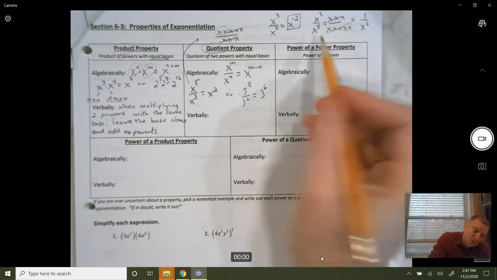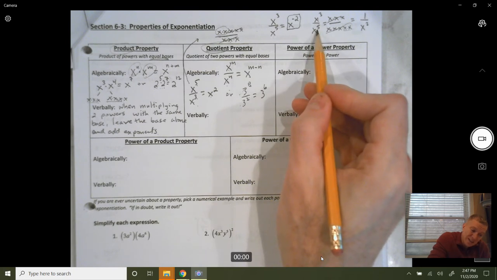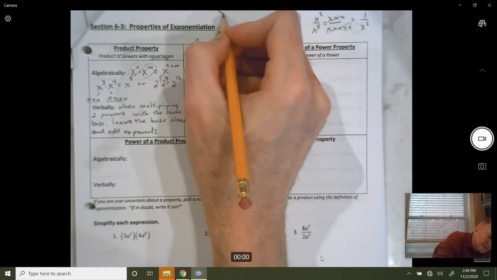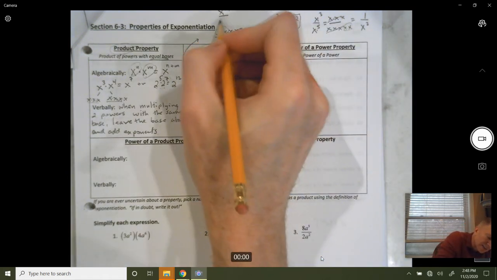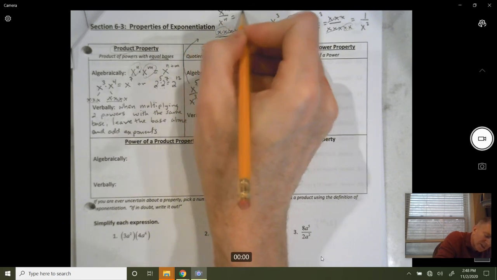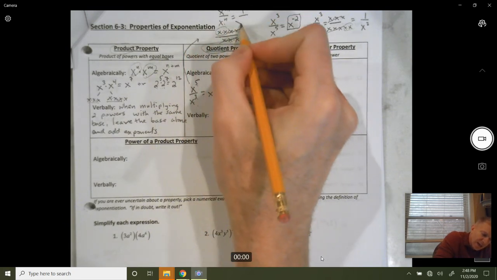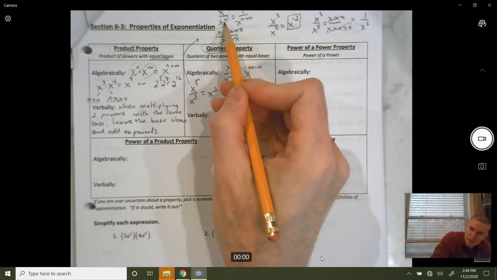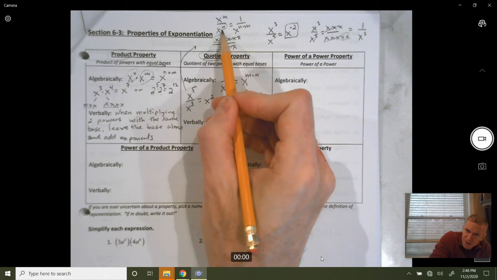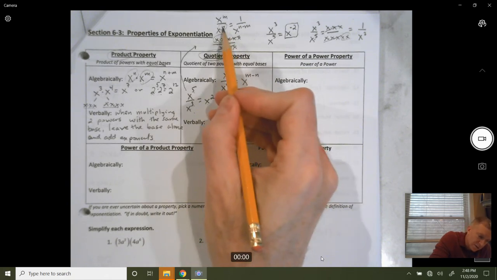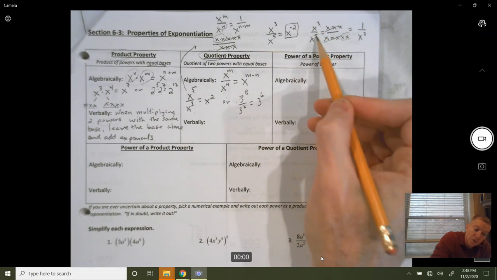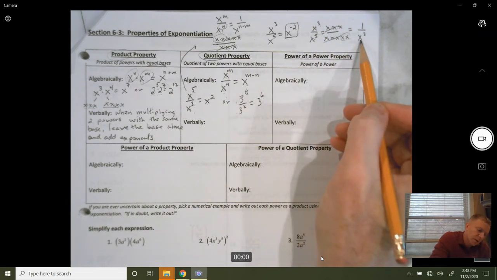So you could say that this property also works by saying if you have x to the m divided by x to the n, you could say x to the n minus m on the bottom. Because if this number is bigger, you want the exponent to stay positive, you would take this number and subtract this number, just like x to the 5 minus 3 would be 2, but they'd end up on the bottom.